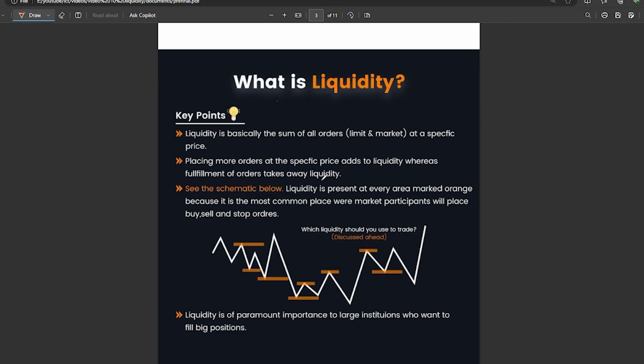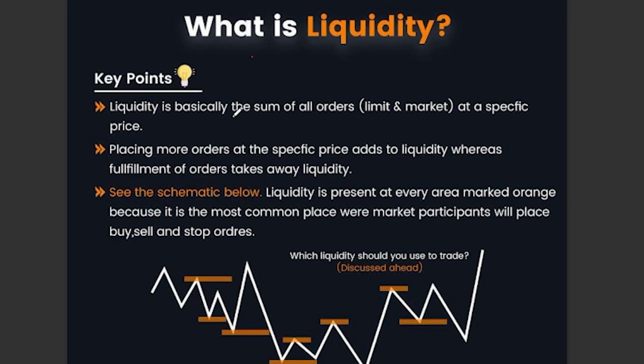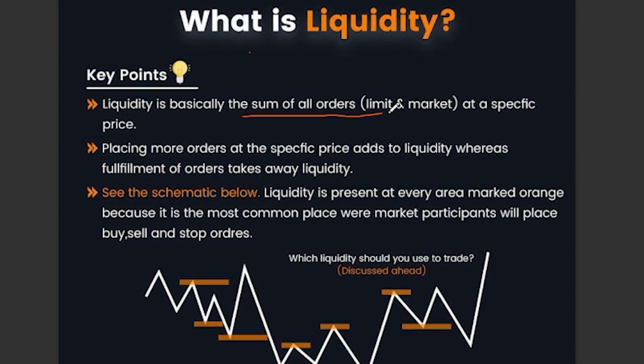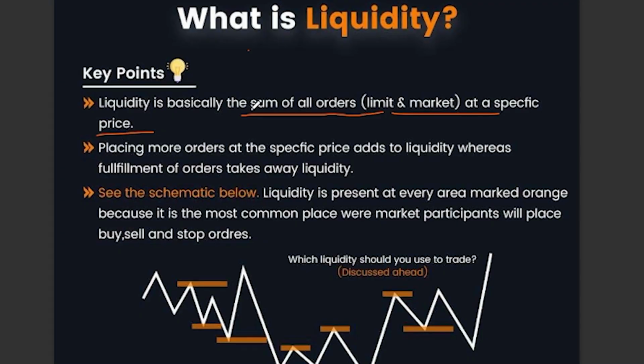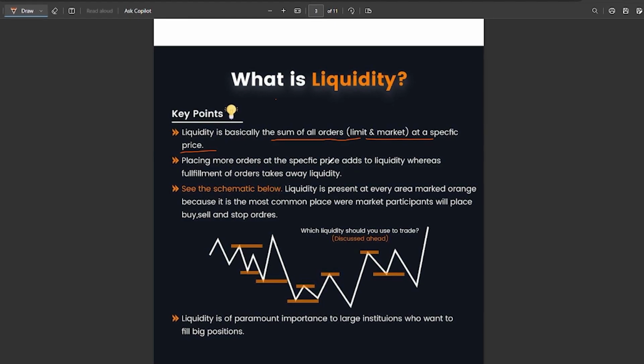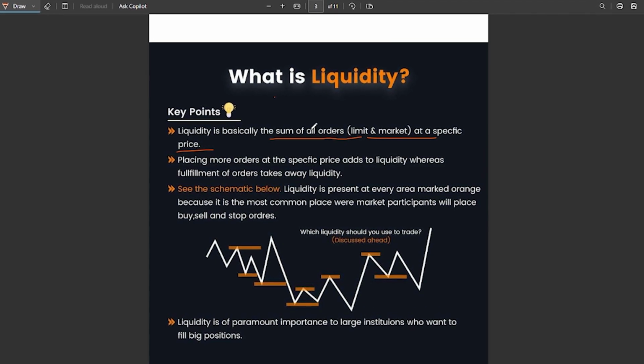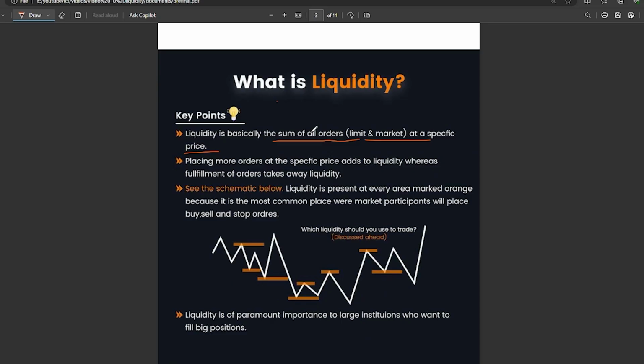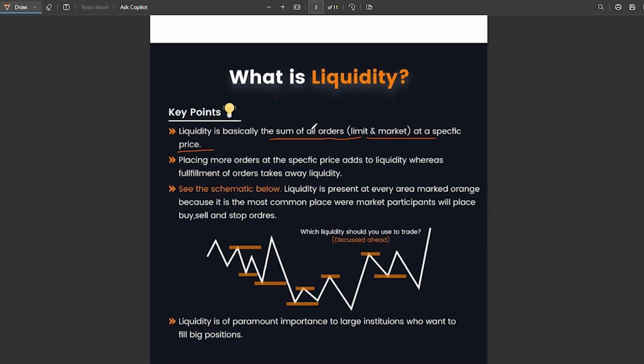So first of all, let's discuss what is liquidity. Liquidity in the most simple terms is the sum of all orders, limit and market, at a specific price. If you are placing more orders at the specific price, the liquidity increases. However, if your order gets filled, the amount of liquidity on that specific price decreases. So this is basically the simple concept of liquidity.